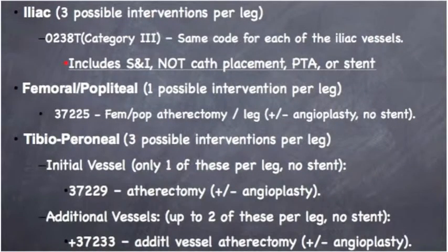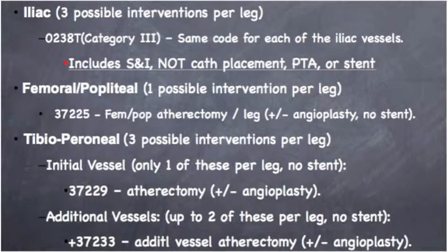status. So when we look at the code that's available, this 0238T, which says that we're doing atherectomy in an iliac vessel, you're going to find that in the back of the CPT book in the Category 3 codes. It's an extremely rare procedure. This might be another one of those ones that you just kind of forget about.